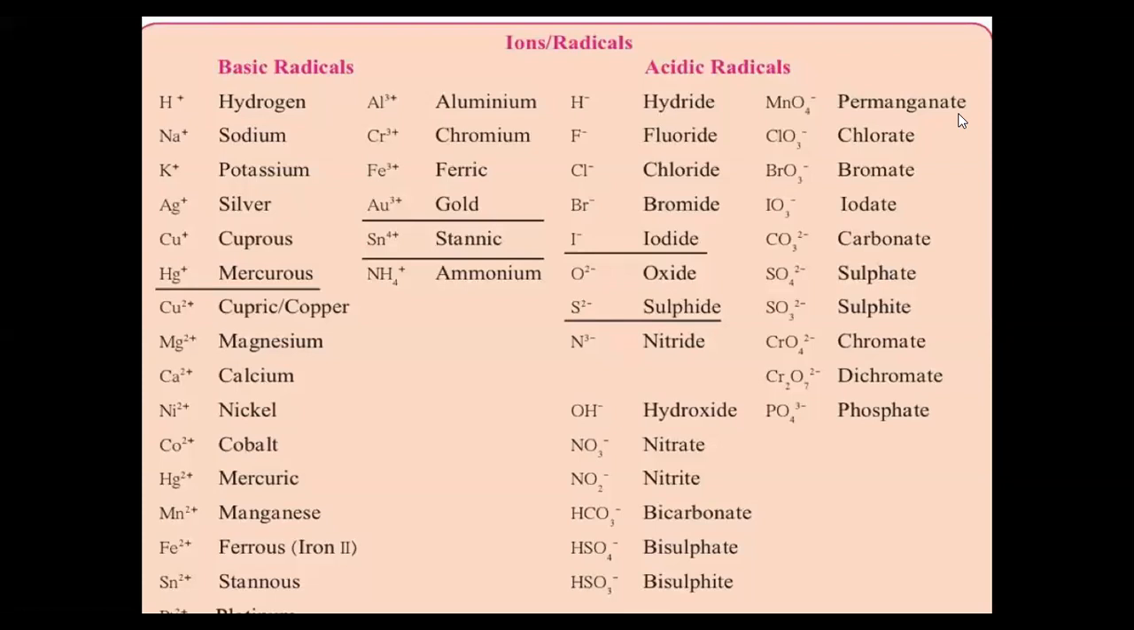Something new which I taught you last time was radicals. So there might be a little confusion in radicals. So let me make it really clear for you. As you can see in this chart here, I have written ions slash radicals, because both of them mean the same. Positively charged, we give it a radical. Is it clear, everyone? Positively charged are basic radicals, negatively charged are acidic radicals.